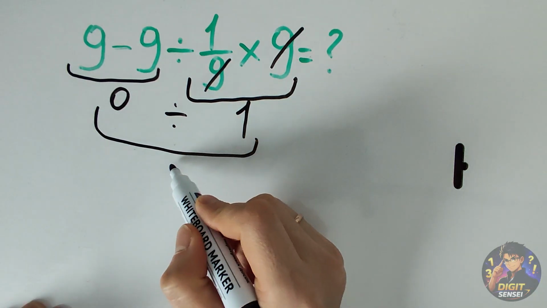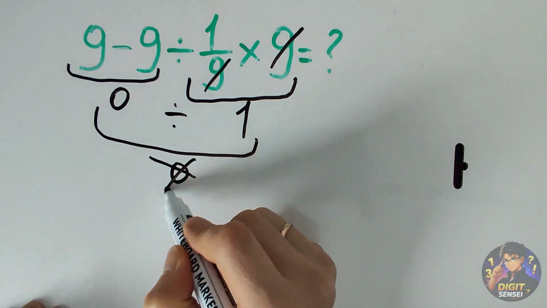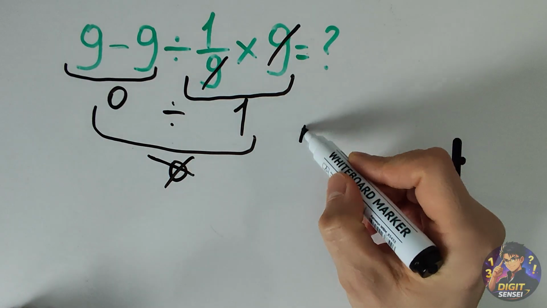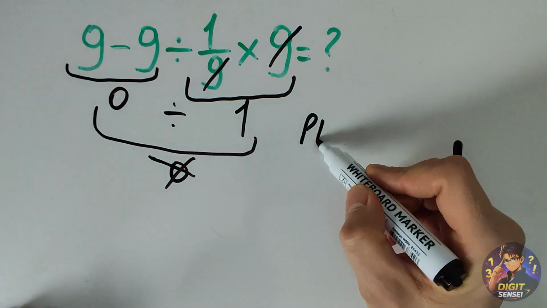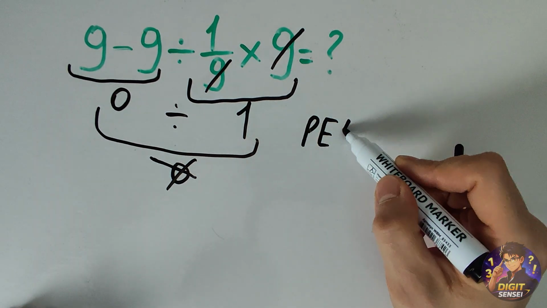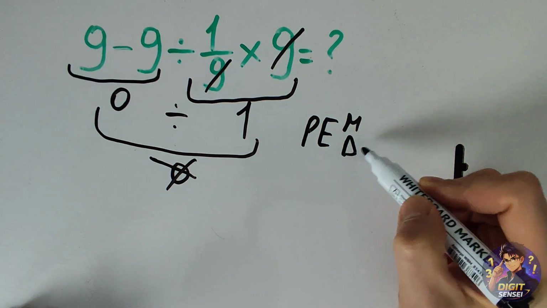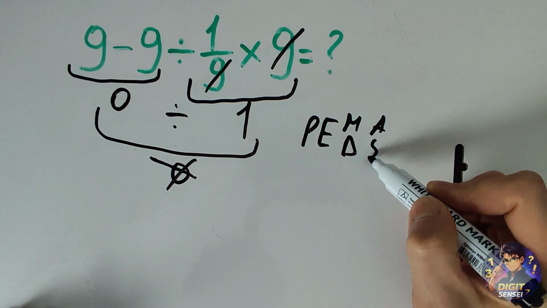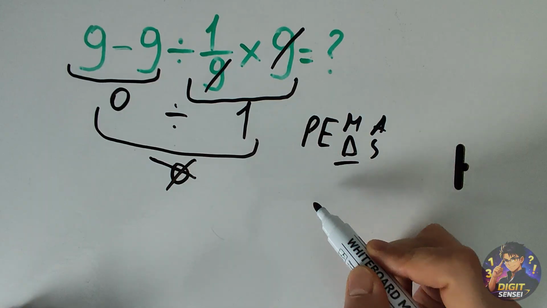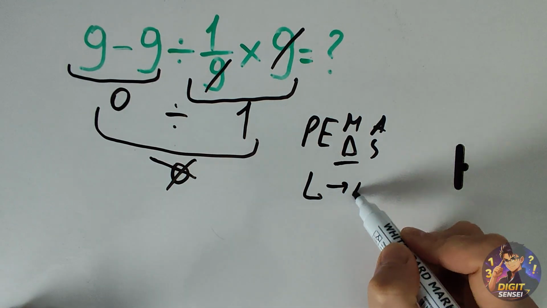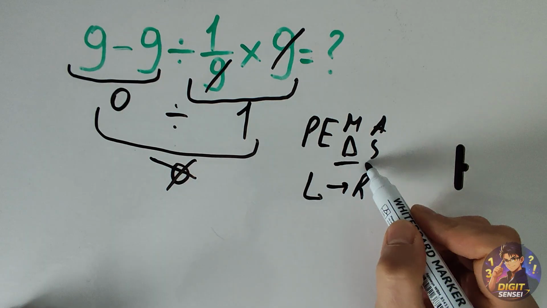But this answer is not correct, because according to the order of operations, first we have to do parentheses, then exponents, then multiplication or division, and finally addition or subtraction. Remember that multiplication and division have equal priority and we have to go from left to right. And the same applies to addition and subtraction.